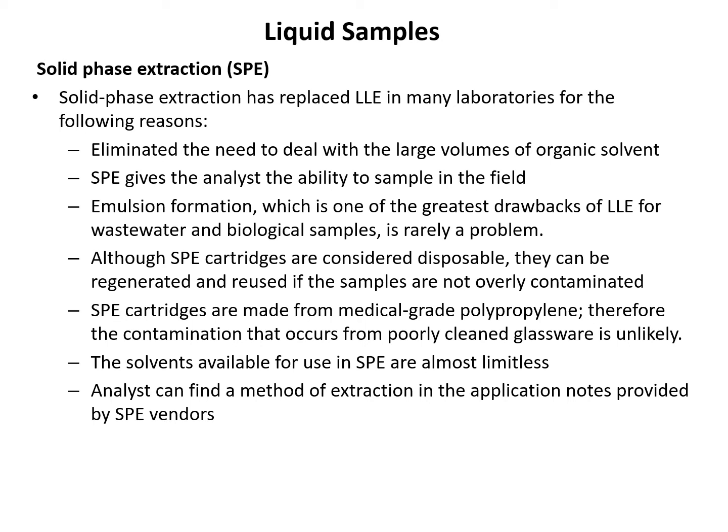The solvents to be used in SPE are also easily available in the market. Analytical chemists can also find the method of extraction in the application notes provided by the SPE vendors. So class, it's very easy. When you want to purchase the SPE cartridge, you can just ask your supplier to give the table of what type of SPE cartridge you can use for the type of analyte that you want to analyze. It's a very easy and convenient way. Even, class, you can find the manual on how to operate the SPE on YouTube as well. There are so many videos on YouTube.